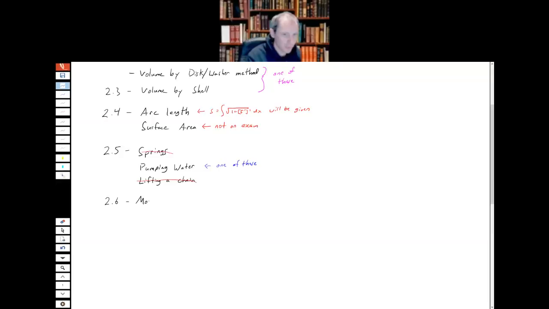2.6 was moments and center of mass. So on this one, you'll have one center of mass problem where the formulas for x bar, y bar will be given. Maybe I should write down exactly what will be given.